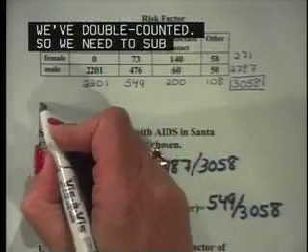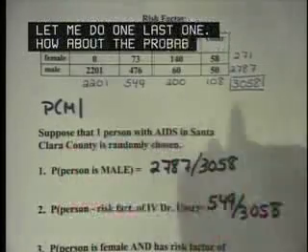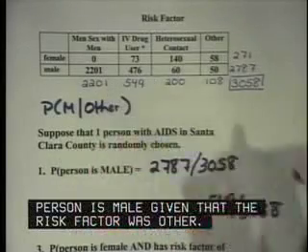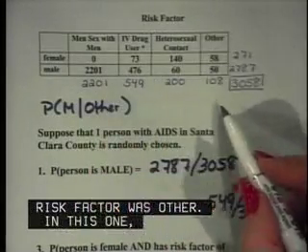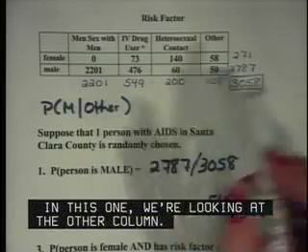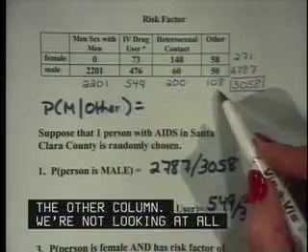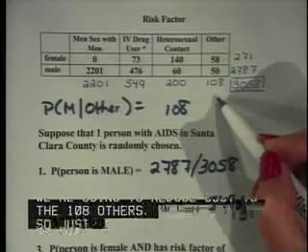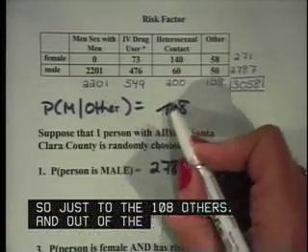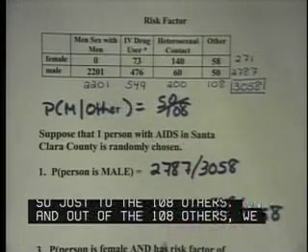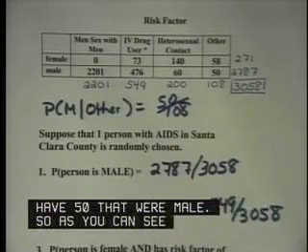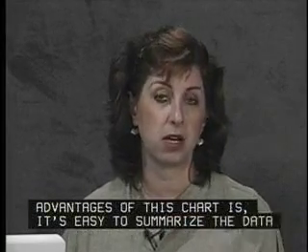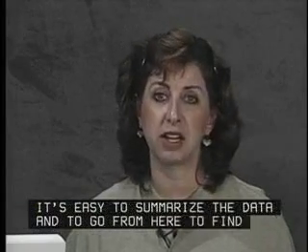How about the probability the person is male, given that the risk factor was other? In this one, we're looking at the other column. We're not looking at all 3,058. We're going to reduce just to the 108 others. Out of the 108 others, we have 50 that were male. So as you can see, one of the advantages of this chart is that it's easy to summarize the data and to go from here to find the fractions and then use your calculator.